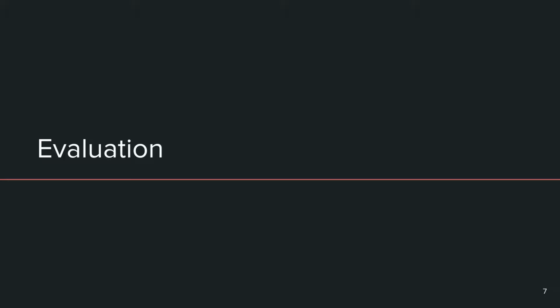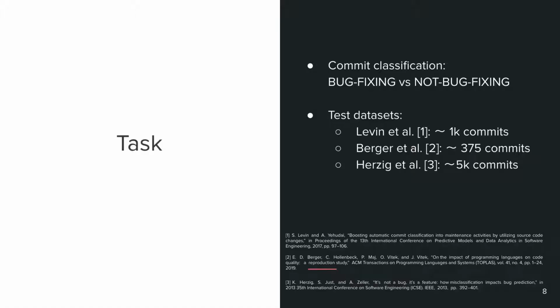We evaluate the approach on the task of commit classification and classify commits into corrective, or bug fixing, and all the others, non-bug fixing. We performed the evaluation on 3 datasets from the previous work, which contain around 1,375 and around 5,000 manually labeled commits respectively. To be precise, the dataset of Herzig and colleagues is a dataset of manually classified issue reports. We recovered the commits linked to those reports and used the commits as a test set.